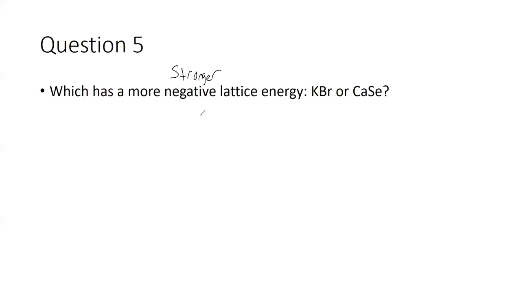So I'm going to give people like 30 seconds to figure this out. And in case you don't know where these elements are, we're talking about the fourth row on the periodic table. Element 19, element 35, element 20, element 34. So take about 30 seconds and decide this.